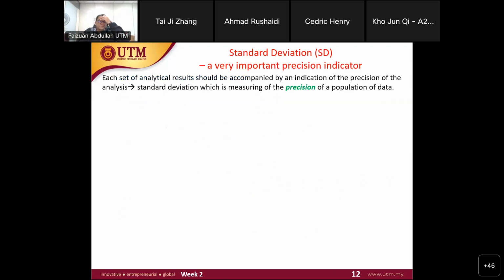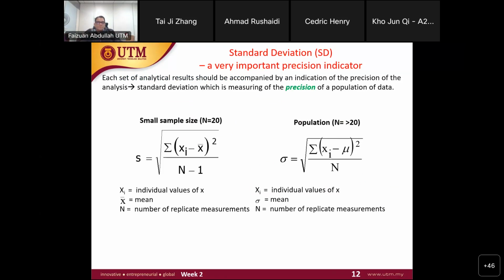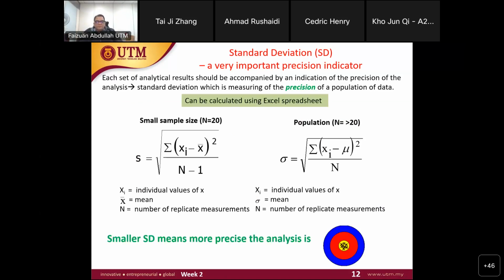And then we have standard deviation. You know about this standard deviation. Each set of analytical results should be accompanied by an indication of the precision of the analysis. The standard deviation is a measure of the precision of the population of data. So standard deviation always represents the precision, how close the data are to each other. This is the example: small sample size, N less than or equal to 20, and population is N larger than 20. This is the equation for the standard deviation. Just use Excel, then we can calculate it.